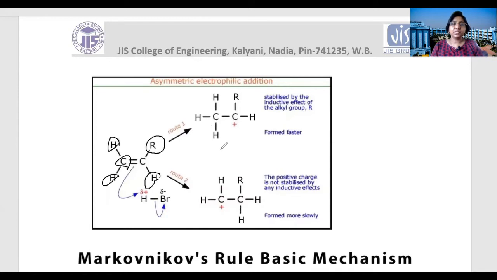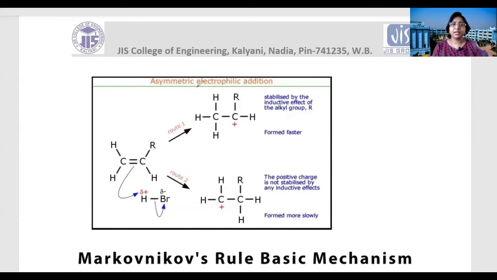And there are two tendencies. In the first one, the hydrogen is attached to the carbon containing the maximum number of hydrogens. In the second, the hydrogen is attached to the carbon containing the least number of hydrogens. So which is correct? The first one is correct. It is formed faster, stabilized by the inductive effect. Why does it happen so? Because this carbocation is stabilized by the inductive effect.